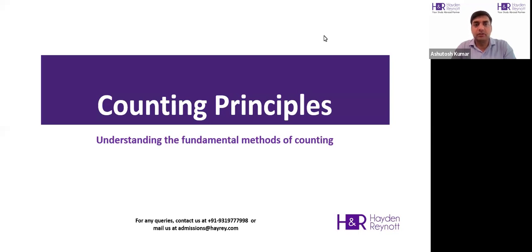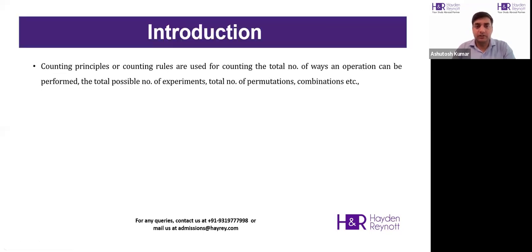So it is applicable to both permutation and combination, because both are counting methods. We will try to understand in this video what the basic principle of counting is. So firstly, what is counting? Counting principle or counting rules are used to count the total number of ways in which you can perform any possible experiment, whether it is a selection or an arrangement, that is permutation or combination, that depends. But both are known as counting methods only.